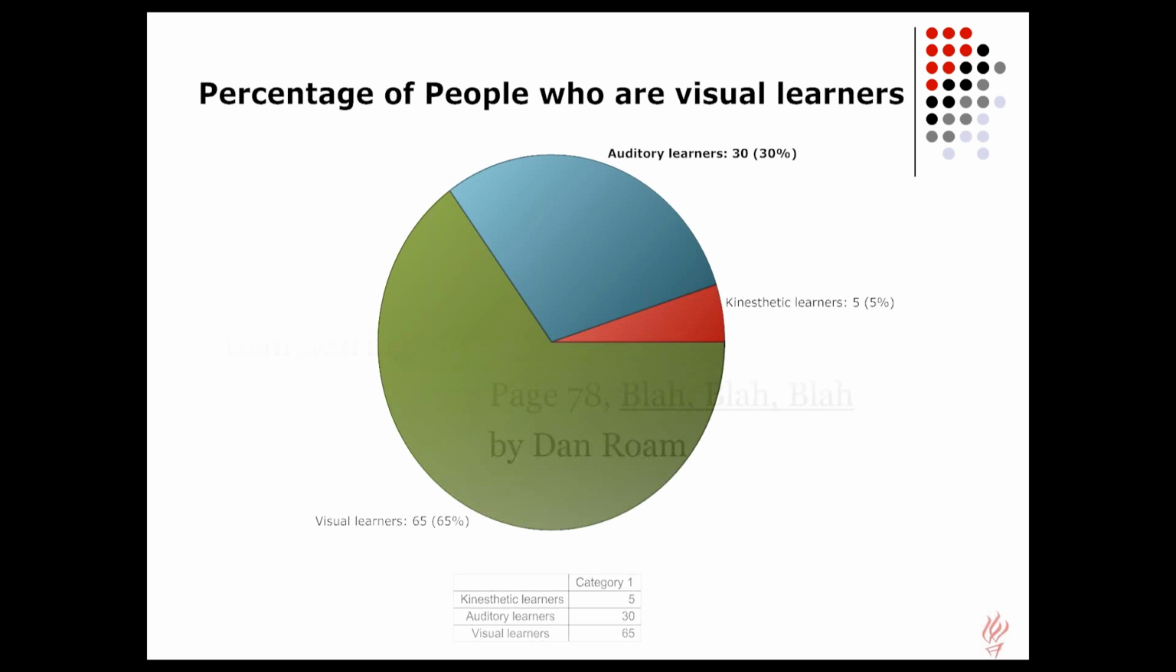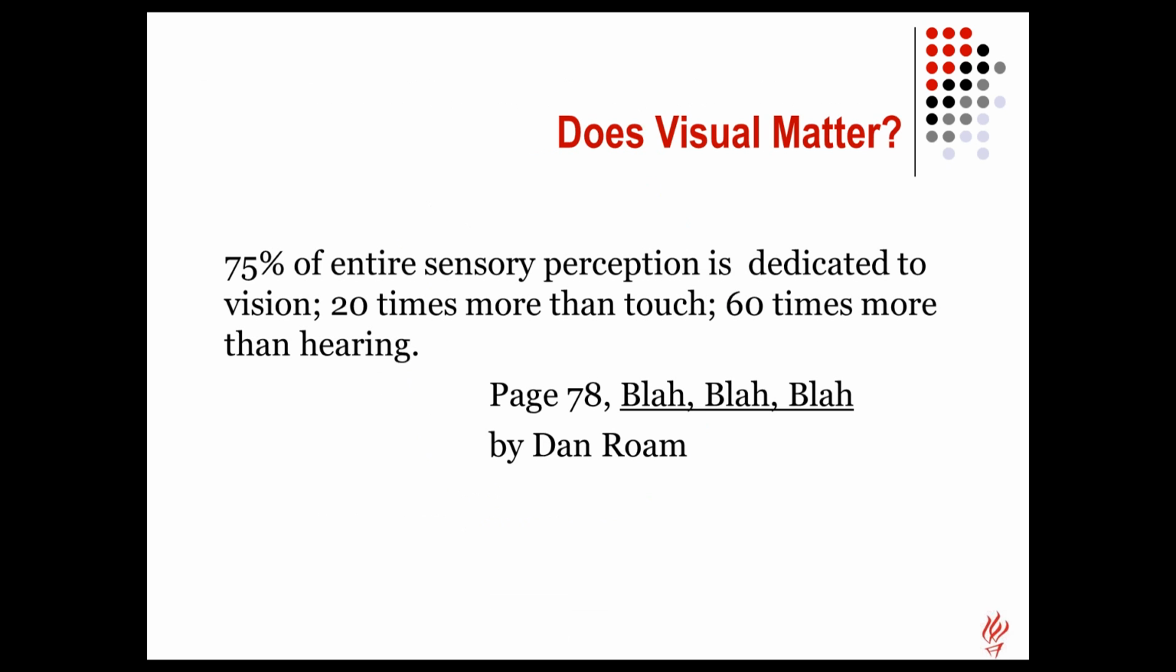Number two is, why does visual matter so much? Well, visual matters because 75% of your entire sensory perception is dedicated to vision. If you study how your brain processes information, 75% of the brain wiring is to visual processing, which is 20 times more than touch and 60 times more than hearing. And this comes from one of my favorite books, Blah, Blah, Blah, Blah by Dan Roam. So 75% of your entire sensory perception is dedicated to vision.